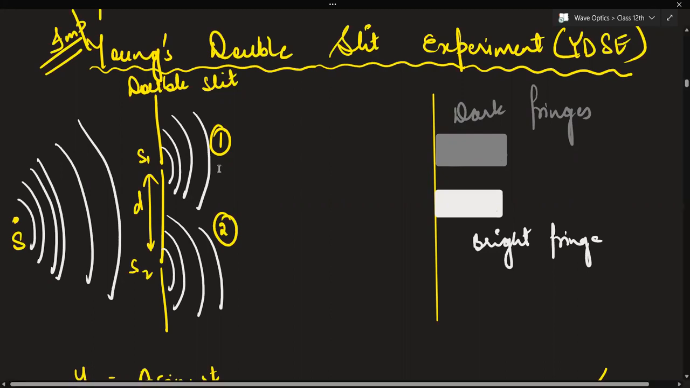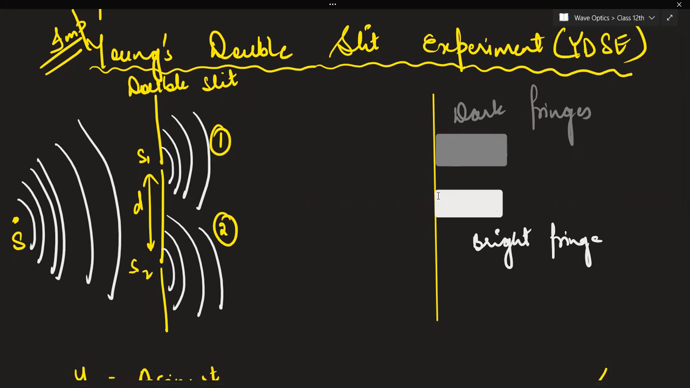Now coming to this. When the source emits waves, what will happen? These waves move, and dark fringes and bright fringes both are formed. Now how are bright fringes and dark fringes formed, what is the meaning of this? Just understand it.